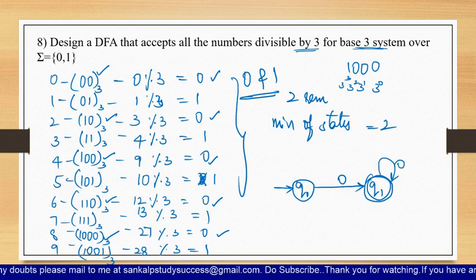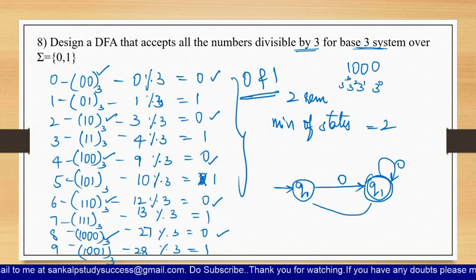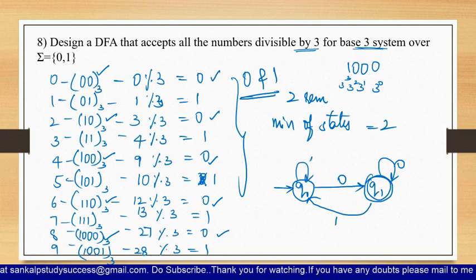Ending with 0 means you can have a self loop, because any number of zeros can be at the ending. That means it is accepted. So if you get 1 at the end, then it should come back again, right? And it can start with any number of ones, but it should only end with 0. Then only it is accepted. So if you observe carefully, this transition diagram can also be taken for the divisibility rule of 2, right? For the divisibility rule of 2 in the binary format, we are going to get the same DFA.